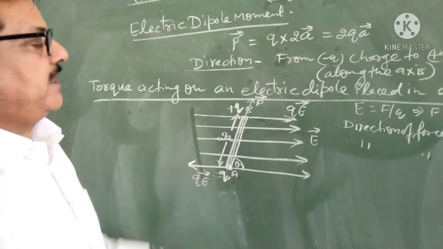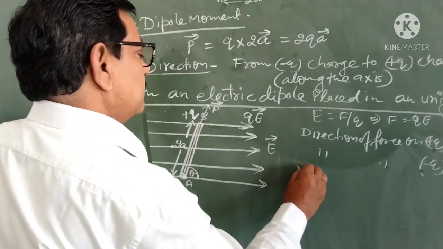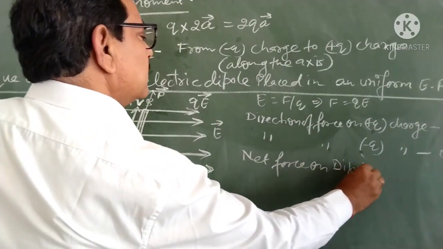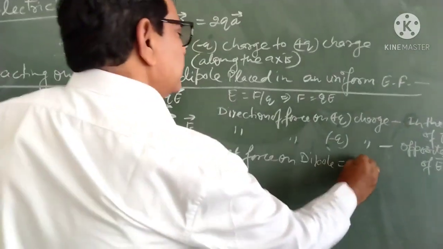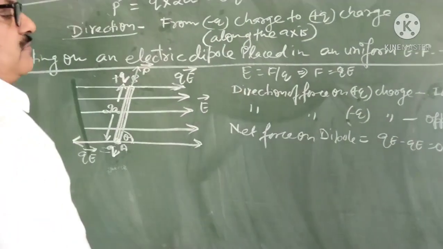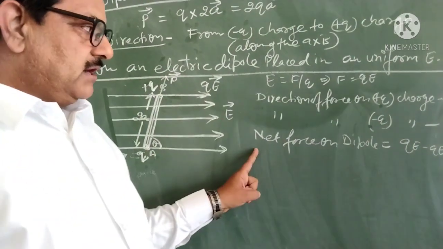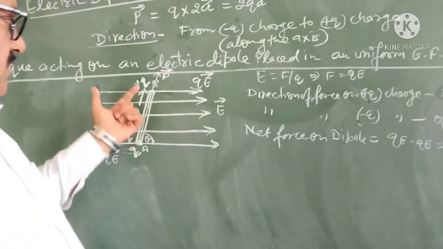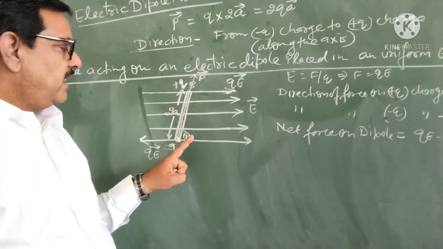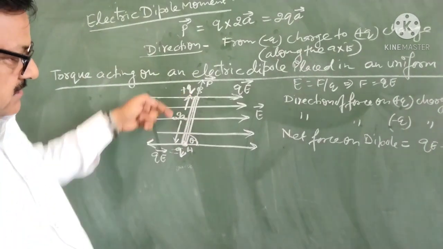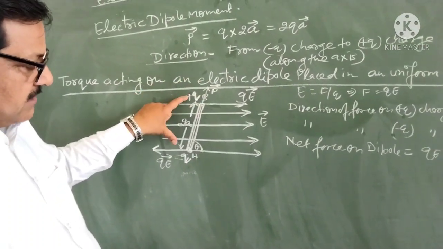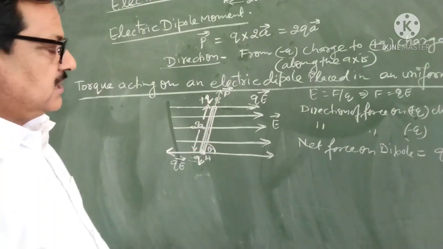अब नेट फोर्स हम लोग फाइंड करें कि डाइपोल पर यूनिफॉर्म इलेक्ट्रिक फील्ड में कितना नेट फोर्स है. Net force on dipole, that will be qE minus qE. डायरेक्शन अपोजिट हैं तो एक प्लस एक माइनस, that will be 0. So you should remember this, that net force on dipole in uniform electric field is 0. डाइपोल है, इस पर दोनों फोर्स equal in magnitude हैं, opposite in direction है, line of action इनका coincide नहीं कर रहा है. So these two forces will form a couple.